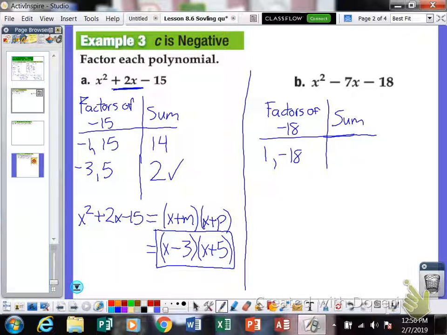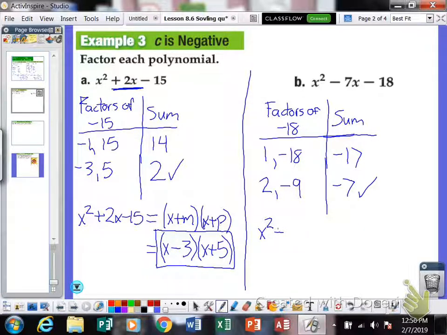So if I add these two together, I get negative 17. So that doesn't work, so we're looking for negative 7. I have 2, negative 9. Add those two together, you get negative 7, and that is what we're looking for because that is our middle term.